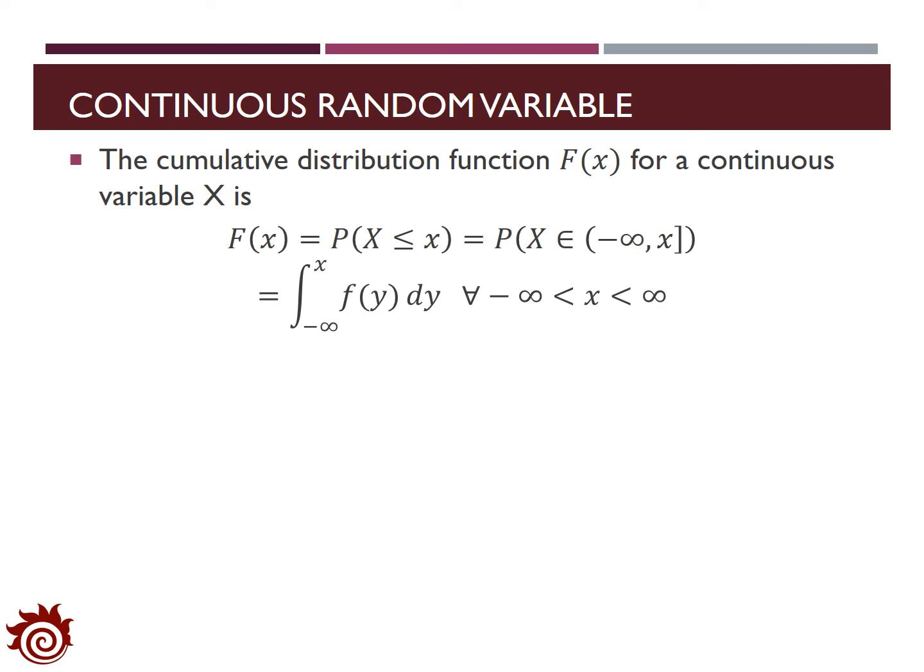The cumulative distribution function, capital F of x, for a continuous random variable X is similar to that of a discrete random variable. It's defined as the probability that the variable is less than or equal to a value x, which equals the integration of the PDF from minus infinity to the value of x.